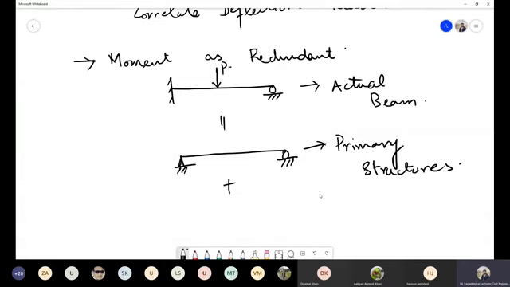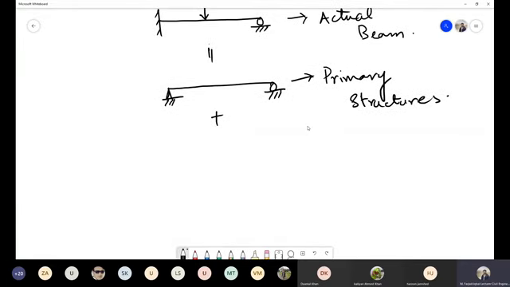And the second structure will be the one in which we apply this redundant moment. Here the load will remain as it is, and in this one the load will be removed, and we will apply the redundant moment that we have removed, and we will have this shape. Now, by using the principle of superposition, again we can write the compatibility equation.